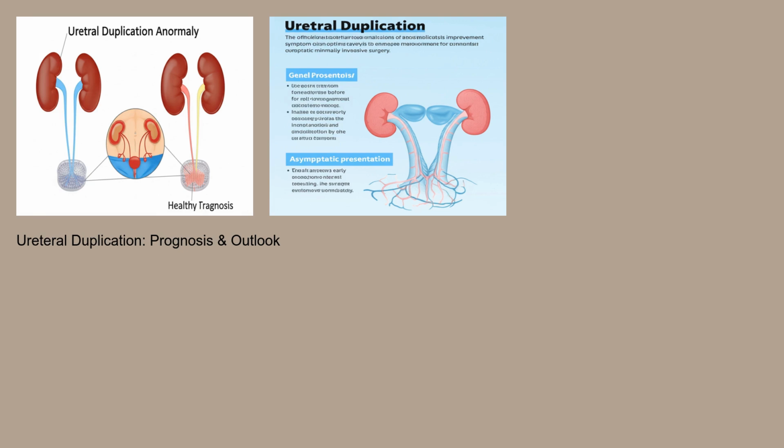The prognosis for individuals with ureteral duplication anomalies is generally good, especially with early diagnosis and appropriate management. Many individuals remain asymptomatic throughout their lives, and those who require treatment often experience significant improvement in symptoms and reduced risk of complications. Recent research is focused on understanding the genetic basis of ureteral duplication to identify potential risk factors and improve diagnostic accuracy. Minimally invasive surgical techniques, such as laparoscopic and robotic-assisted surgery, are also being developed to reduce the invasiveness of surgical interventions and improve patient outcomes.